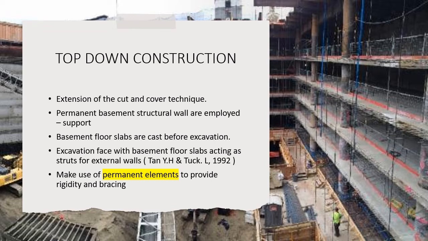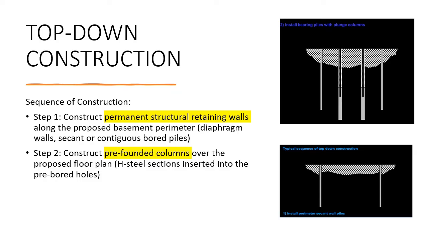Make use of the permanent elements to provide rigidity and bracing. So kat sini kita tak pakai temporary bracing. For the sequence of construction for this method, first we need to construct the permanent structural retaining wall, which is here, along the proposed basement perimeter. So proposed basement perimeter maksudnya keliling semua, keliling the retaining wall where it is required.